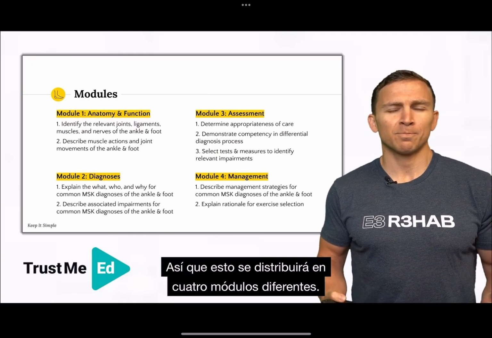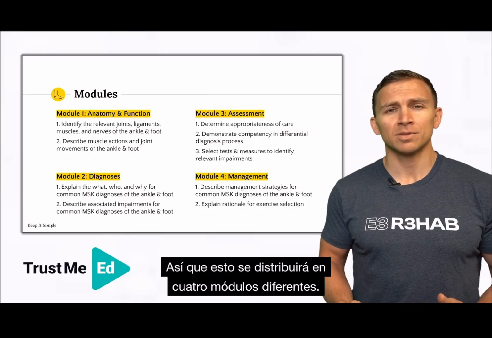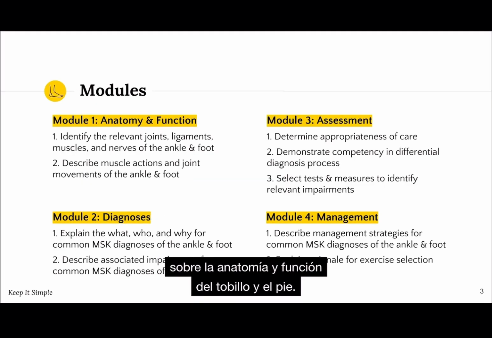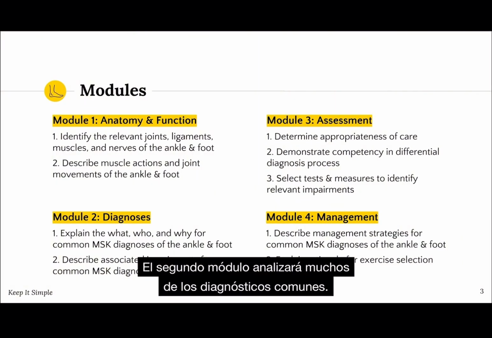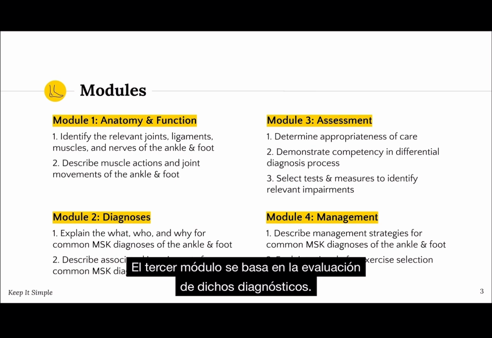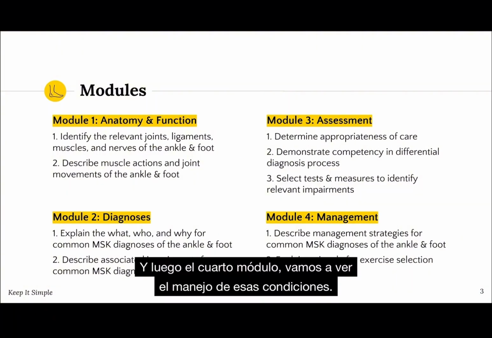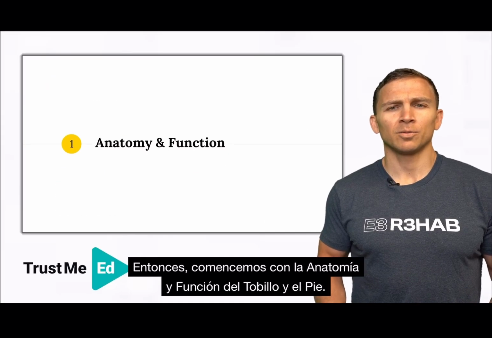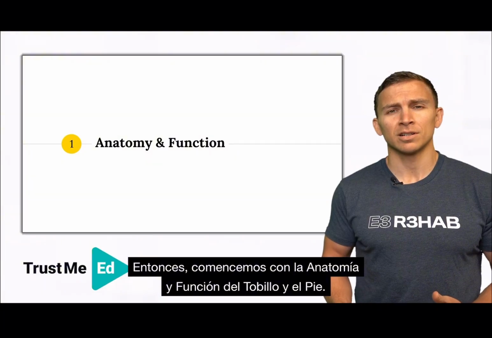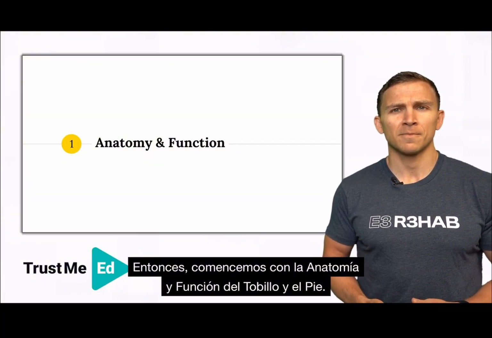So this is going to be spread into 4 different modules. The first module is focusing on the anatomy and function of the ankle and foot. The second module is going to be looking at a lot of the common diagnoses. The third module is based on the assessment of those diagnoses. And then the fourth module, we're going to look at management of those conditions. So let's start with the anatomy and function of the ankle and foot.